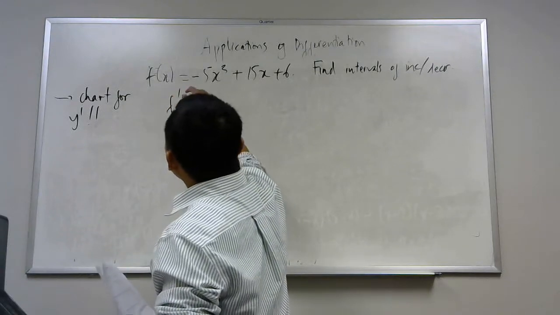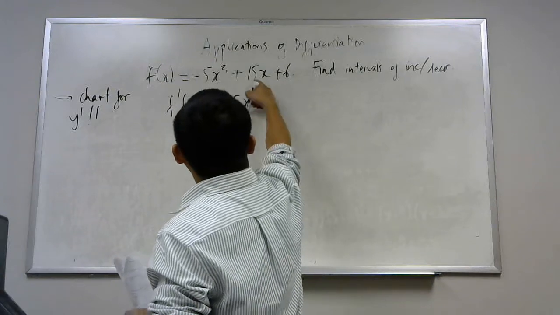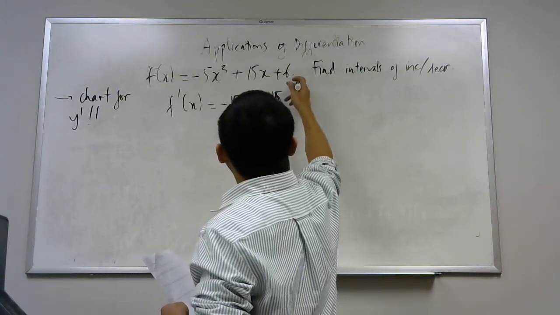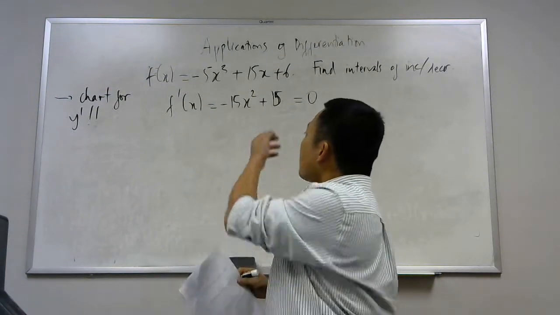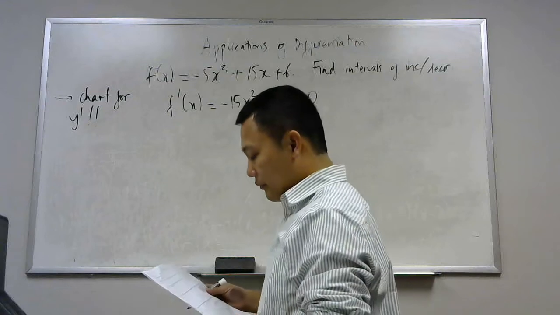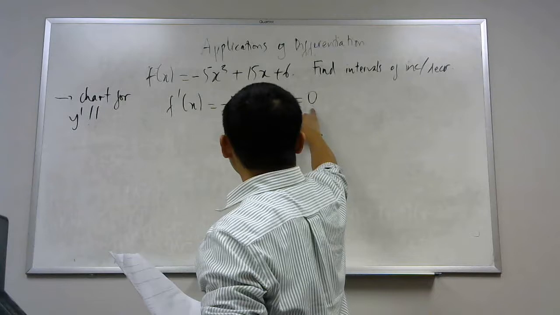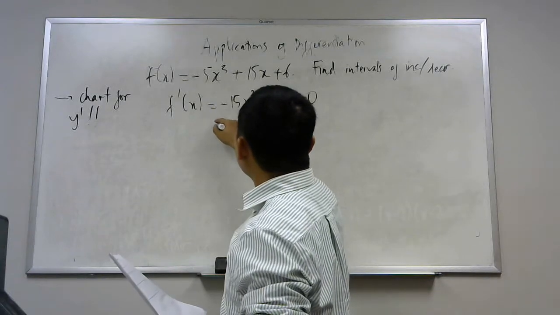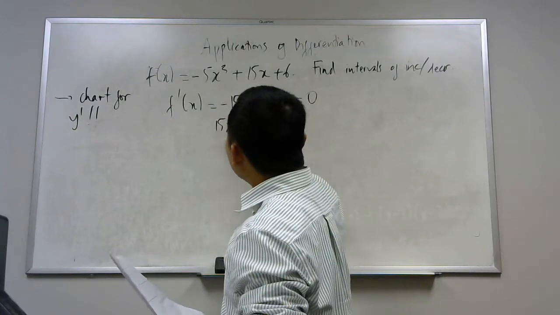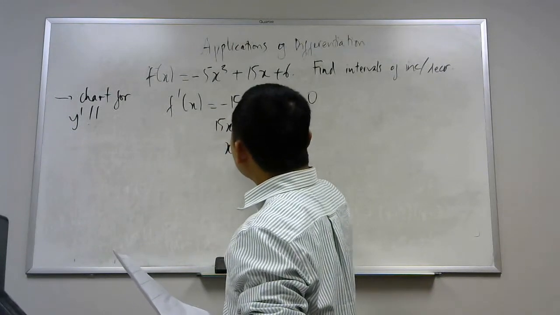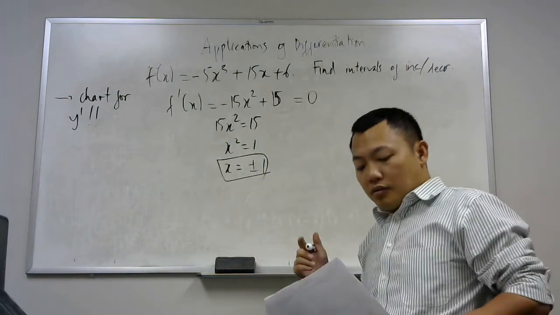So let's take the derivative of this function. I have negative 15x squared plus 15, right? I have to set this equal to 0. The first derivative is a polynomial, so we have only one case. Let's say 15x squared equals 15, x squared equals 1, and x equals plus or minus 1. So the function has two critical points, right?